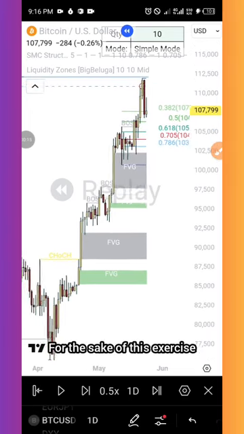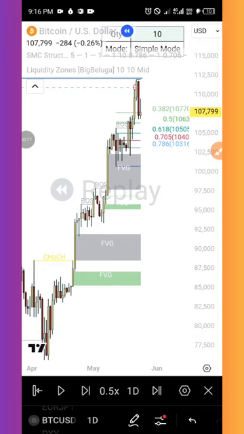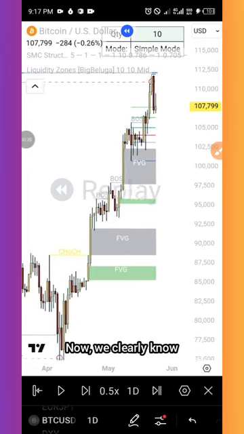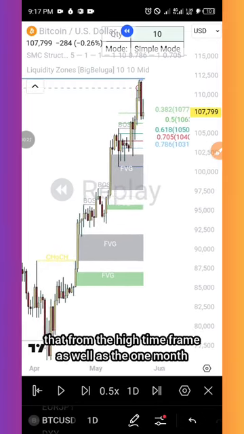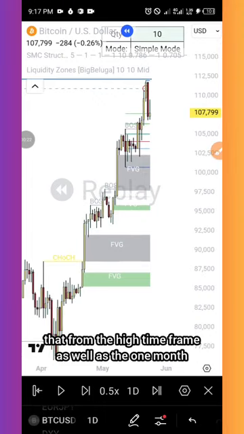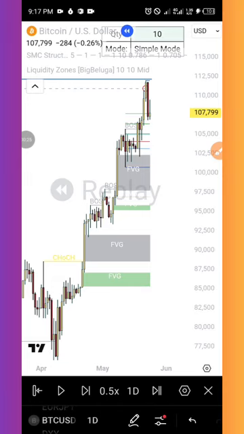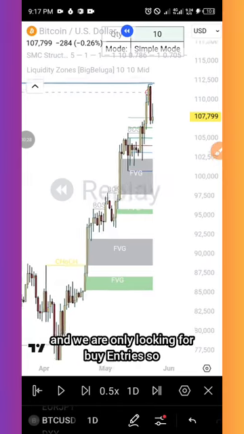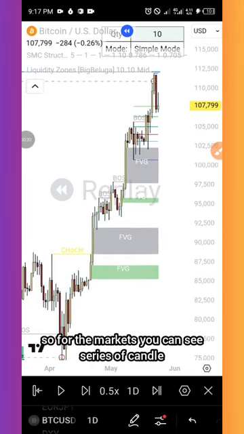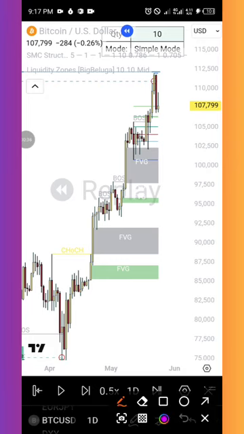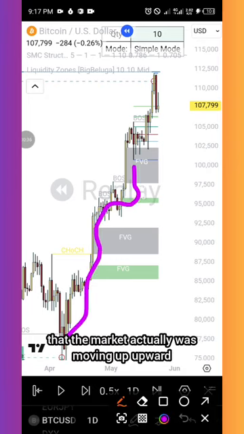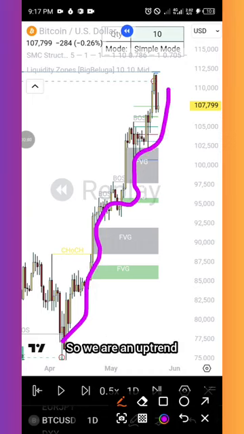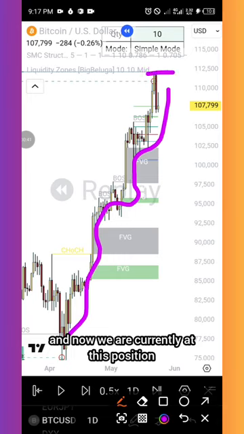For the sake of this exercise, we'll be taking our entries from the D1 time frame. Now we clearly know that from the high time frames, such as the 1 month and the weekly time frame, we are in an uptrend, and we are only looking for buy entries. So for the market, you can see a series of candlesticks. You can see that the market was moving upward, so we are in an uptrend, and we are currently at this position here.